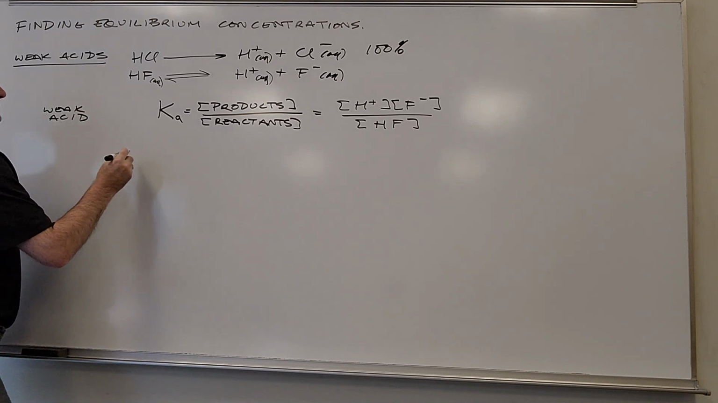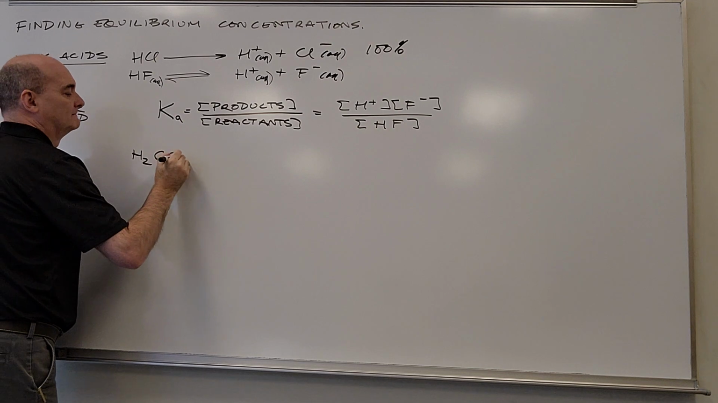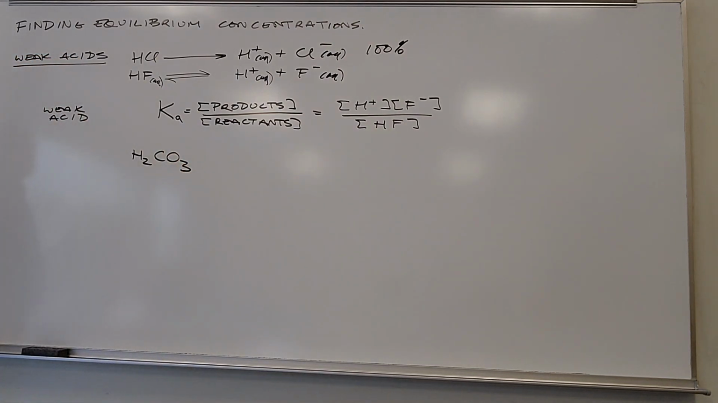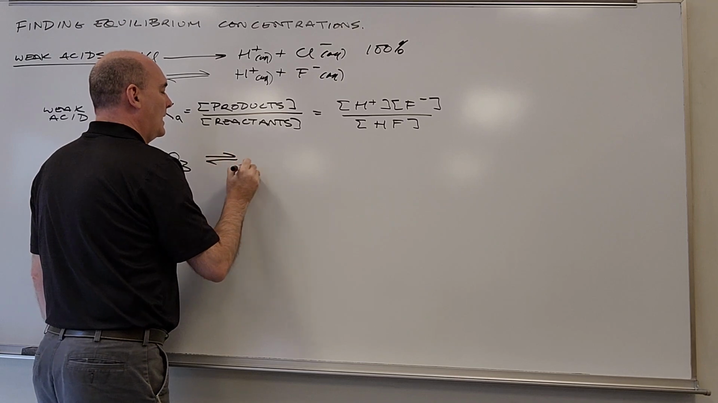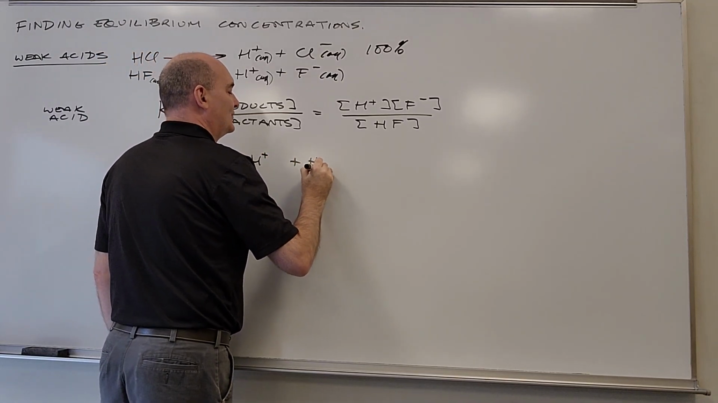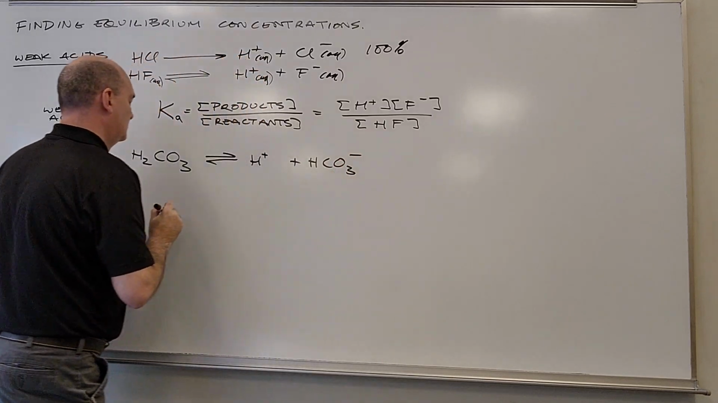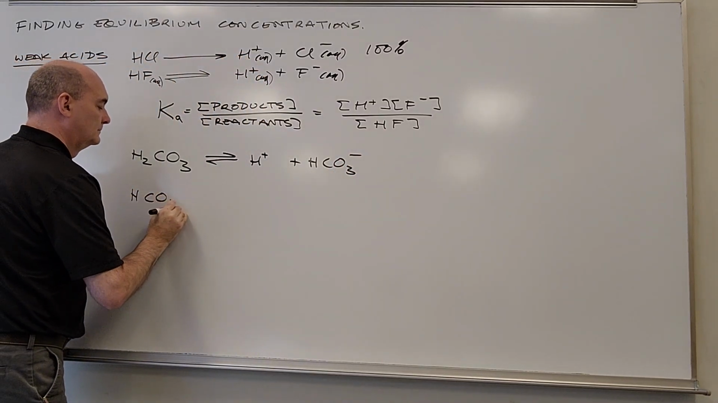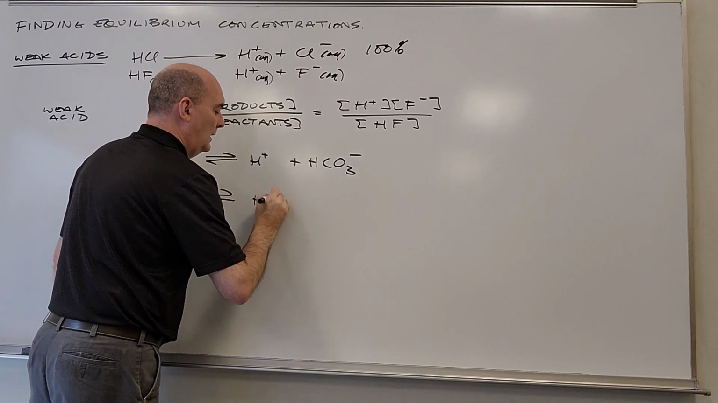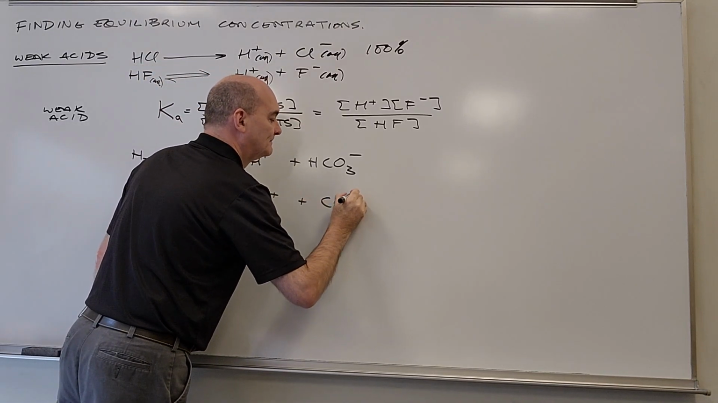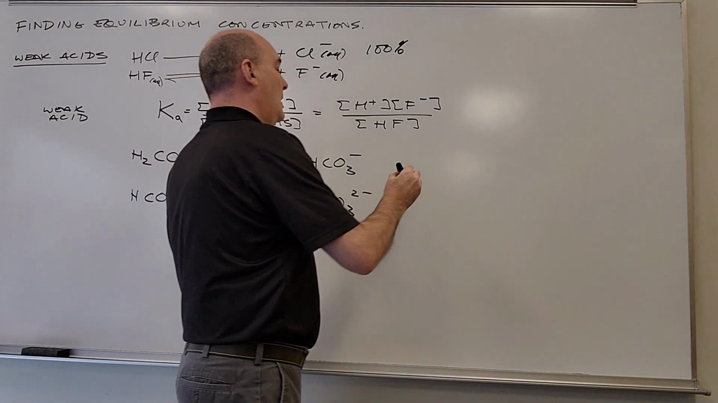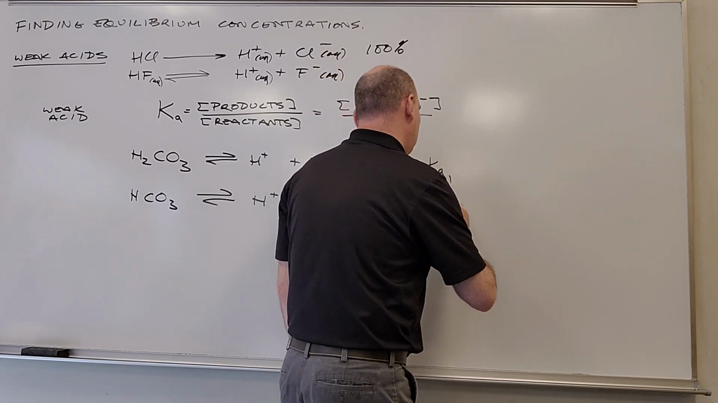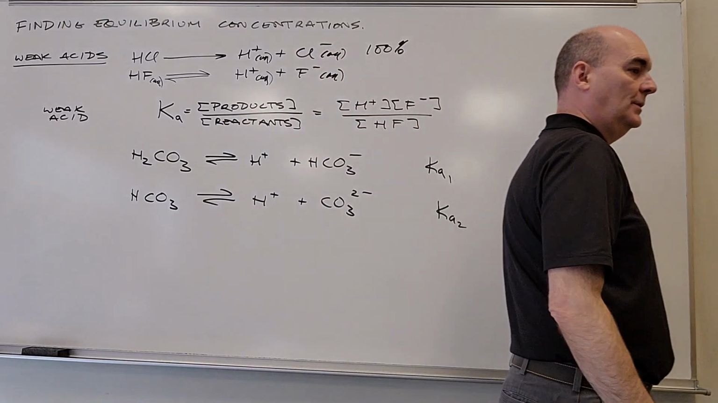Other things to know. Carbonic acid is a diprotic acid. It has 2 H pluses that it delivers into solution in 2 steps. And we call those Ka1 and Ka2.